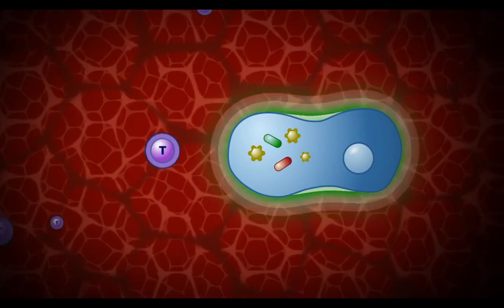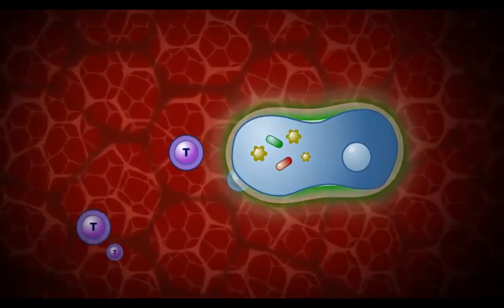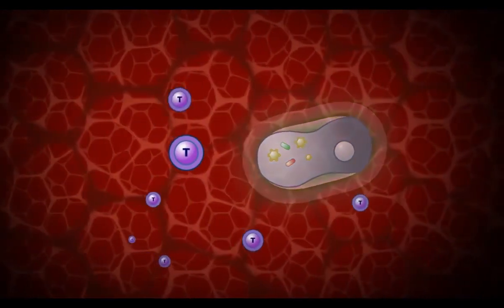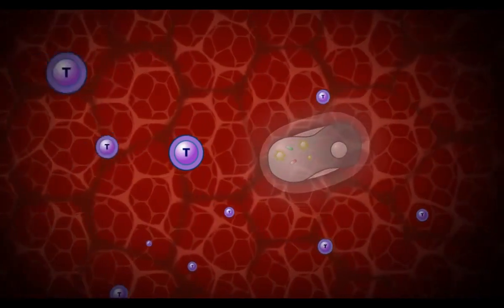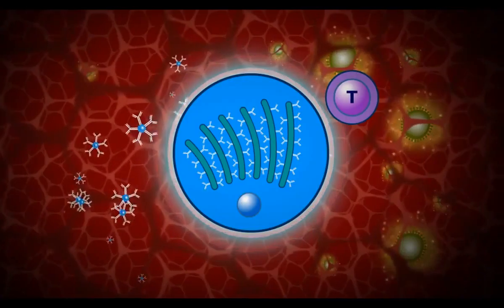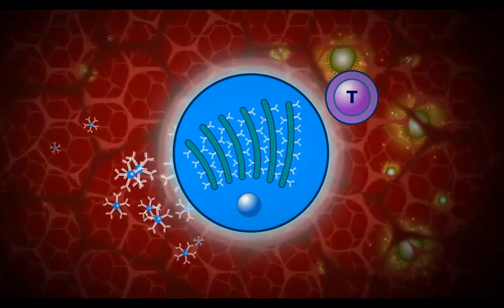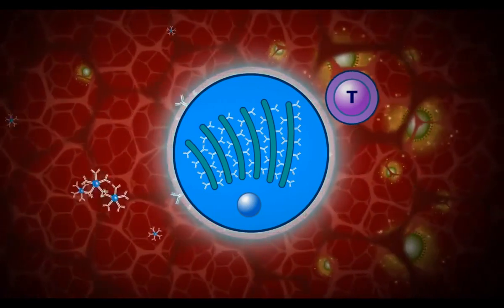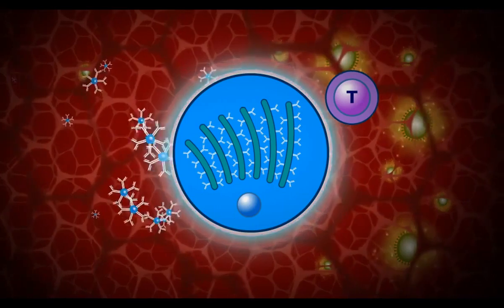There are various types of T cell. Among these are those that can destroy an infected cell, known as cytotoxic T cells. Another sort, known as helper T cells, can help and stimulate B cells to produce antibody.